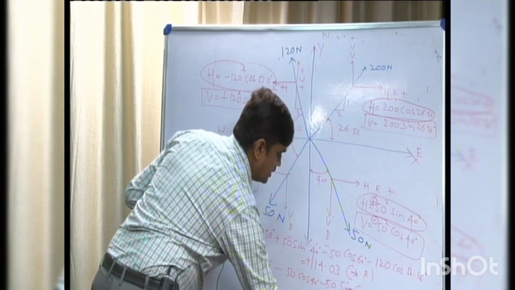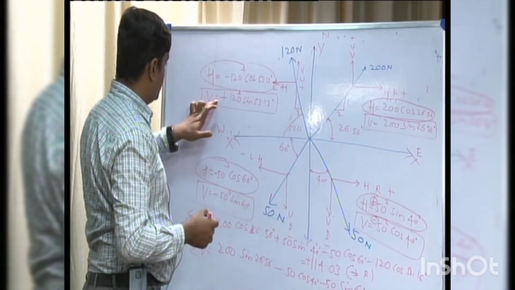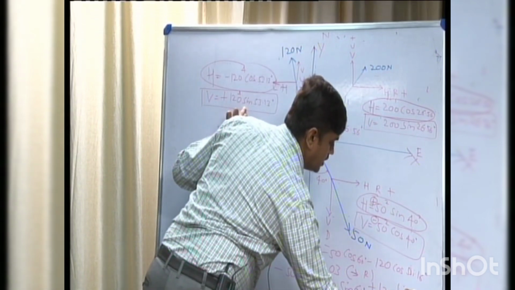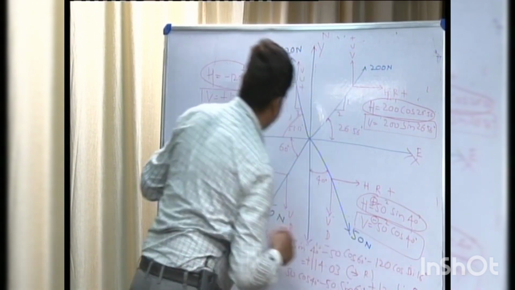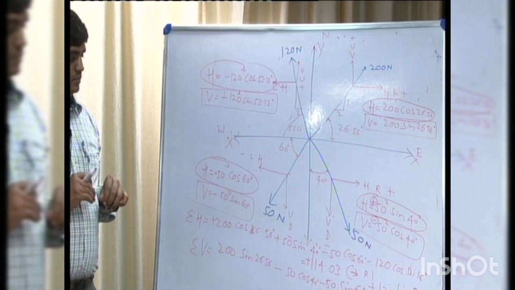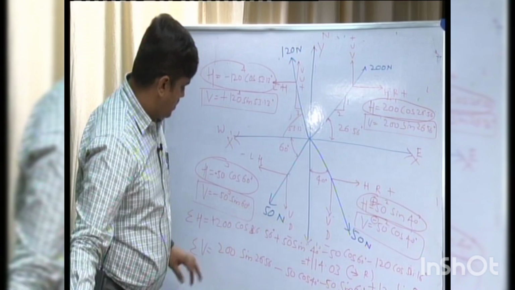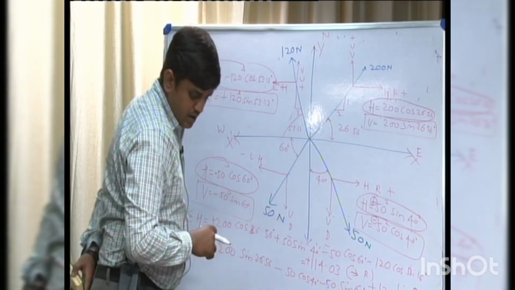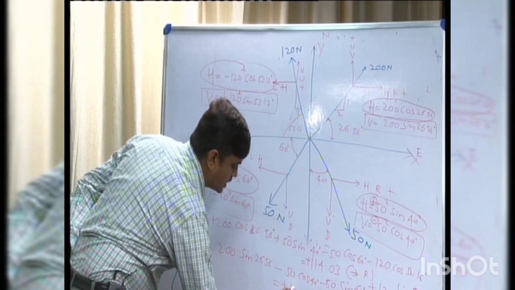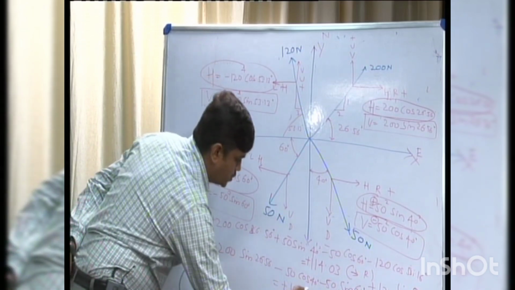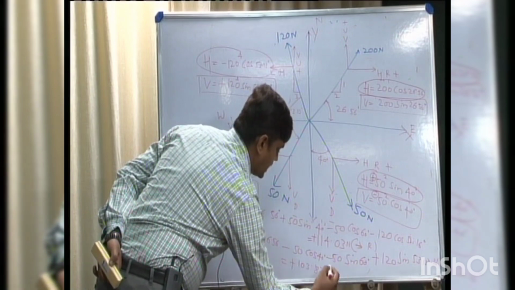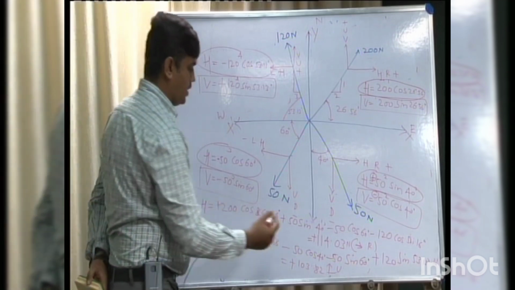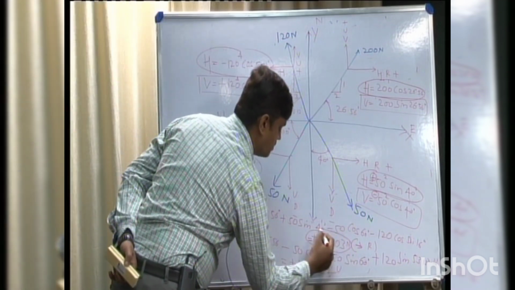Sine 60 degree, vertical component in the fourth quadrant, 120 sine 53.13 degree. After resolving the vertical forces, we will get 103.82 Newton, which is positive, it is up in direction. So we got both values positive.